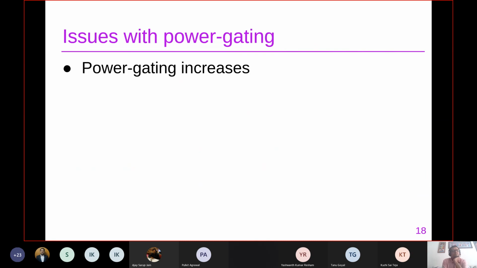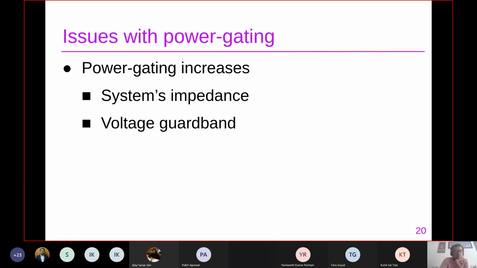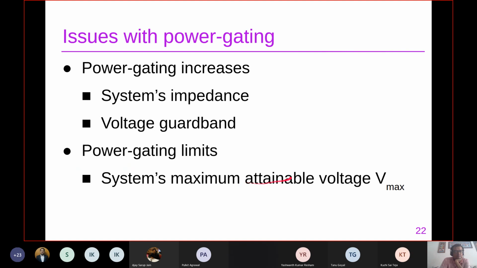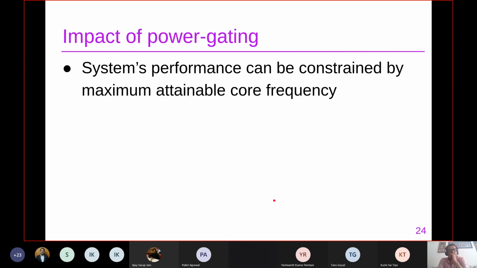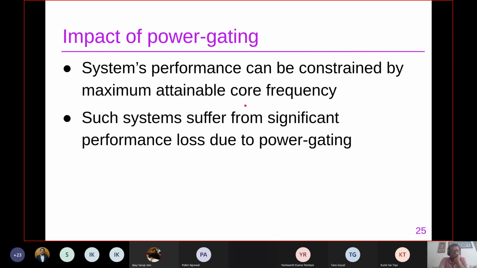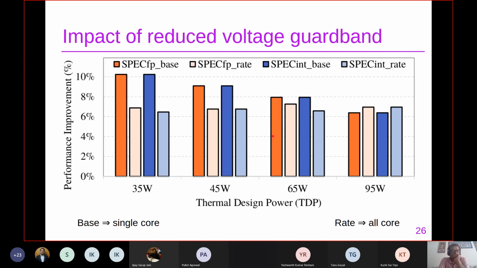So yes, just to put these things in words, power gating increases the system's impedance and thus introduces voltage guard band. So what these two do is they limit the maximum attainable voltage and the maximum attainable frequency for a particular core. So at times there are certain systems whose performance is constrained by maximum attainable core frequency. For such systems, these systems suffer significantly in performance due to power gating.